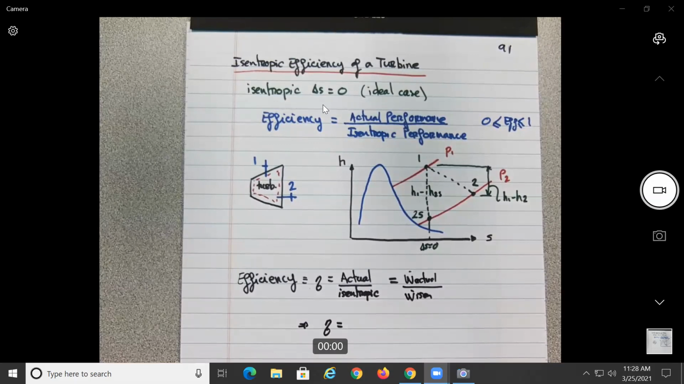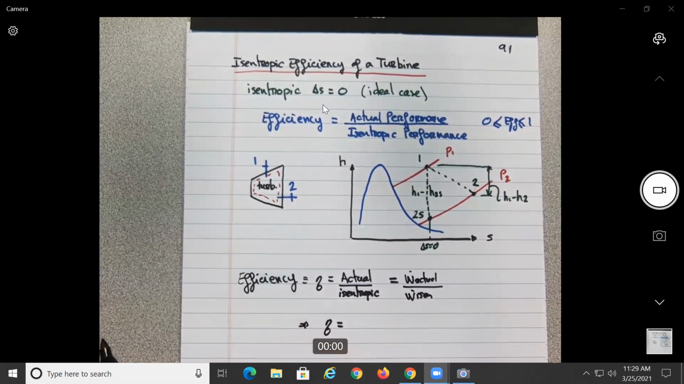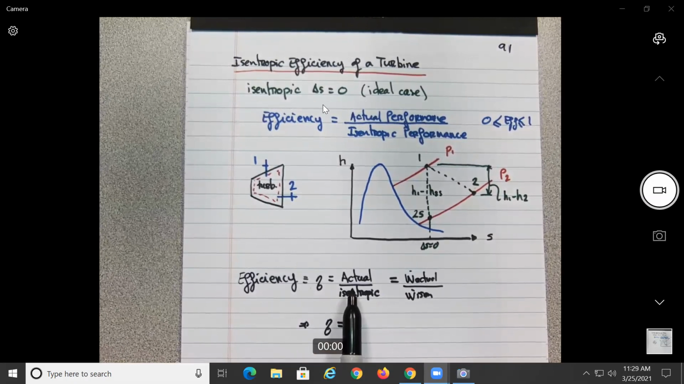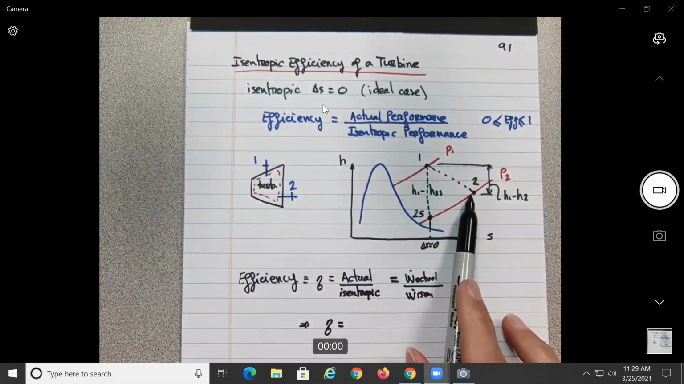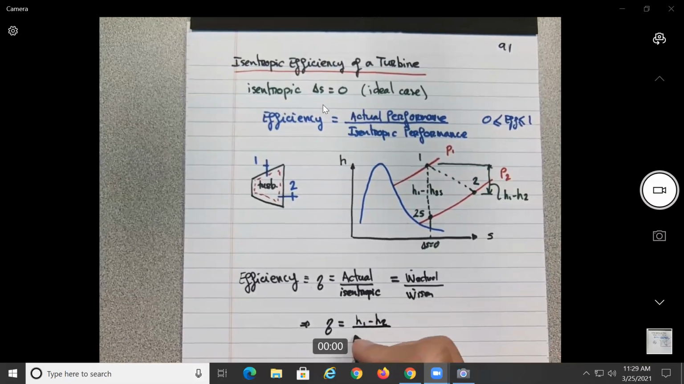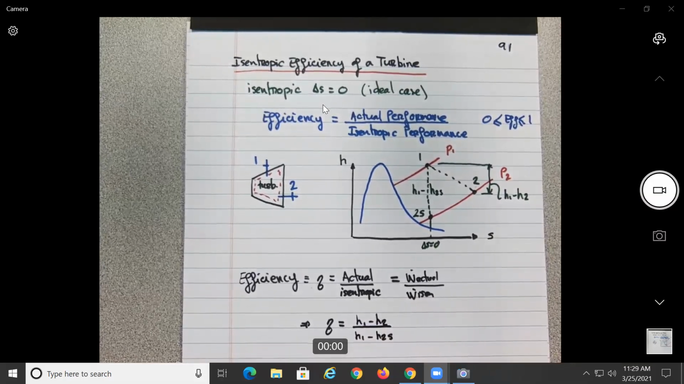Okay, so if you remember, is this an open system or closed system? This is an open system, no? Or control volume. So in this case, everything is in function of what? Of the internal energy or the enthalpy? It's in function of the enthalpy, no? Okay, so anyway, what would be the actual? The actual work or power should be proportional to the change in enthalpy between 1 and 2, no? So it should be H1 minus H2, divided by what? The isentropic will be H1 minus H2s. Yeah, H2s.